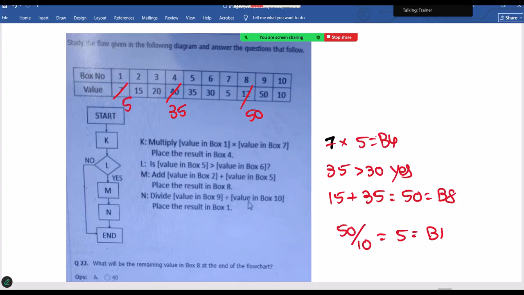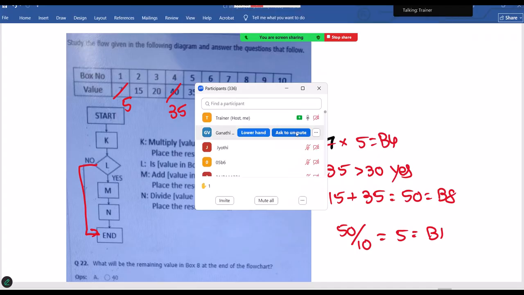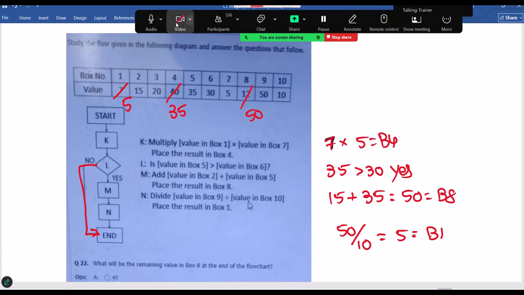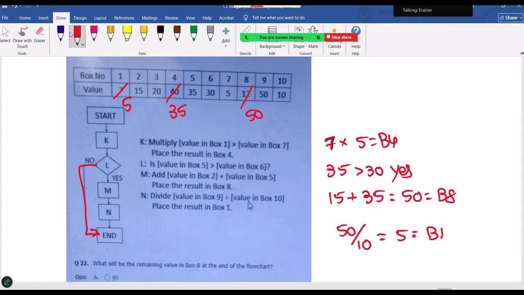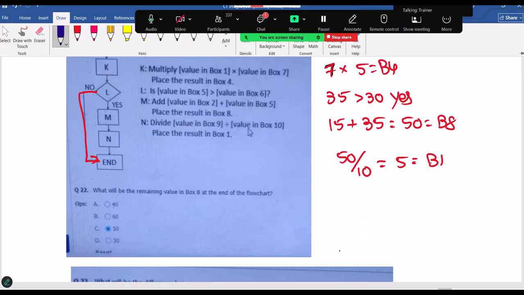We cannot skip this because this is true. If this is false, we can skip. But here there is no such case. We need to continue. Number in box 5 is 35. Value in box 6 is 30. 35 greater than 30 is true. As it is true, we need to proceed. If any doubts, please mention in chat. I'll address it. Later, if that is also not there, then I'll allow the raise hand option. Now, box 8 at the end of the flowchart is 50.